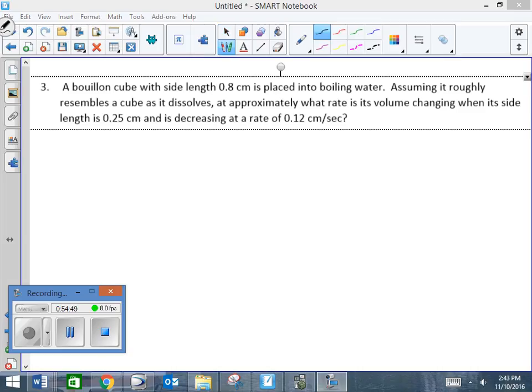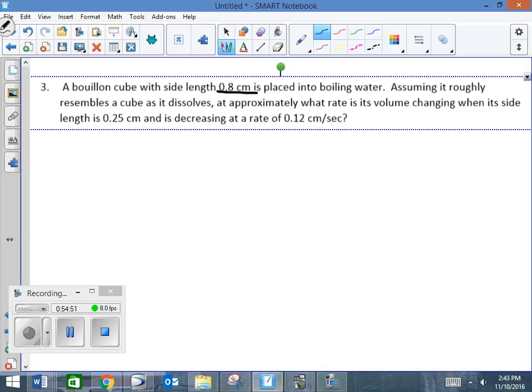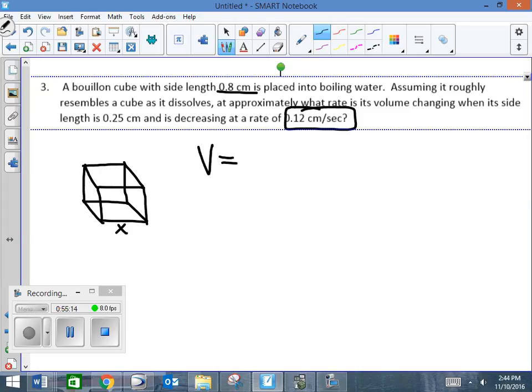This is at the time, assuming it roughly resembles a cube, and is decreasing at a rate of 0.12. Is its side length decreasing, or the volume? Well, it could only be one thing. It doesn't have to be x. It's a cube, it has all sides that are the same.